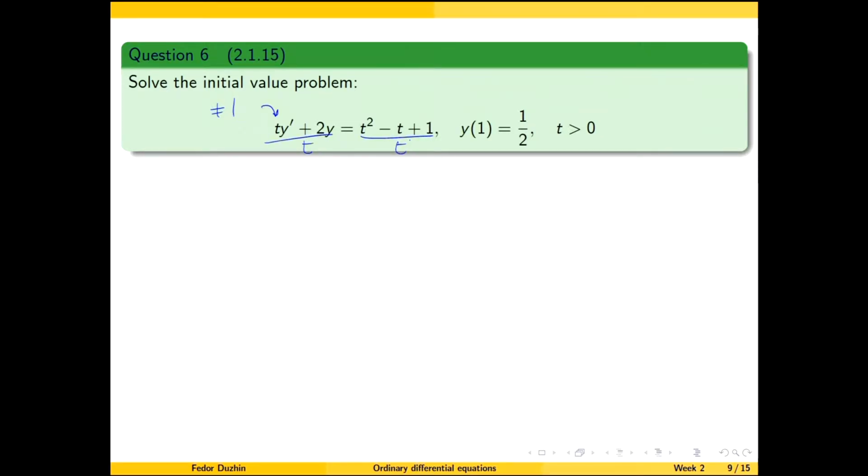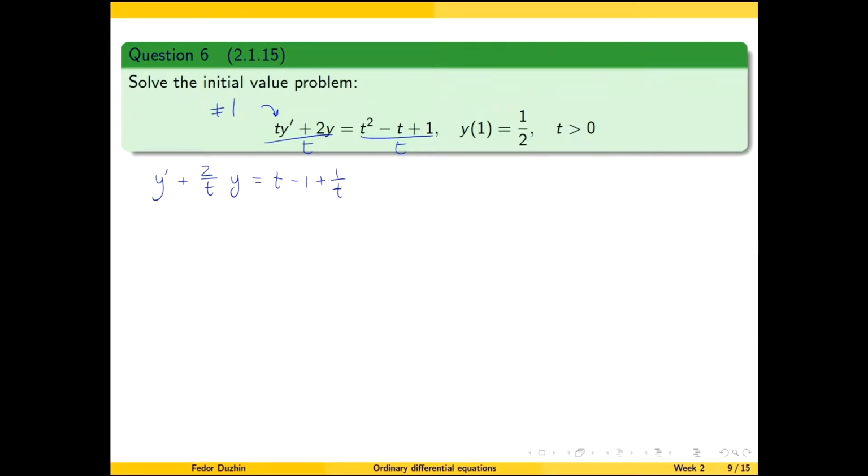Then t is cancelled out with t at y prime, and then the coefficient at y prime will be 1. So by doing this, we are rewriting this in this form: y prime plus 2 over t y equals, we're dividing this by t, so it's t minus 1 plus 1 over t, right?